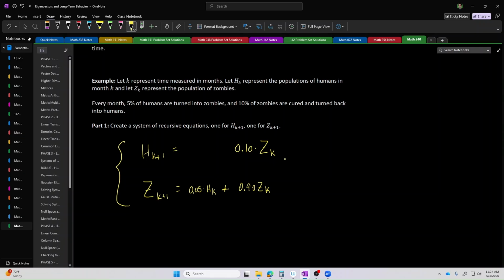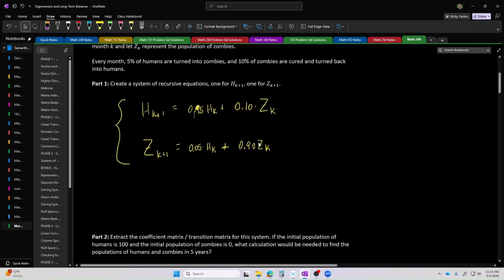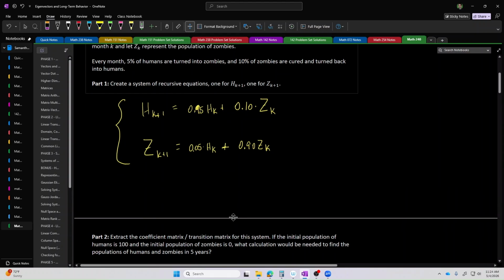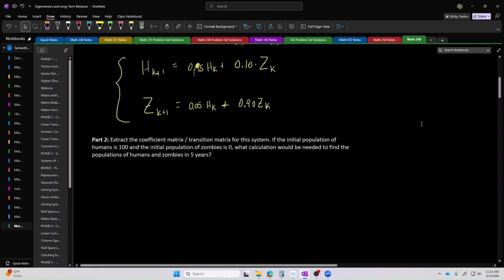And likewise, we have the humans that were not transformed into zombies. So 95% of the human population was not transformed into zombies and will contribute to the population in the subsequent month. So this system of equations tells us how the population of humans and zombies is evolving from one month to the next. In part two, I want to begin to bring a linear algebra perspective to this equation.